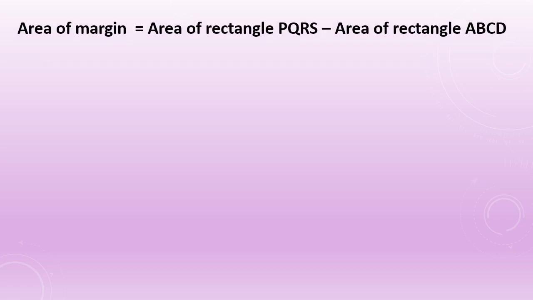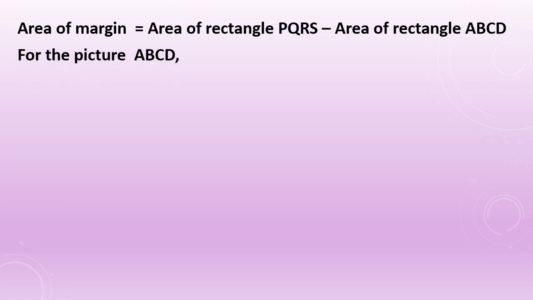Area of margin equals, how do we obtain the area of the margin? Yes, from the bigger rectangle: area of bigger rectangle minus area of smaller rectangle. Here, area of margin equals area of rectangle PQRS minus area of rectangle ABCD. Area of rectangle PQRS we found. Now we have to find the area of rectangle ABCD.